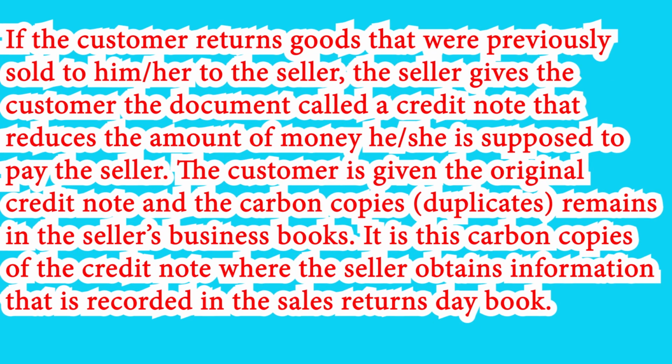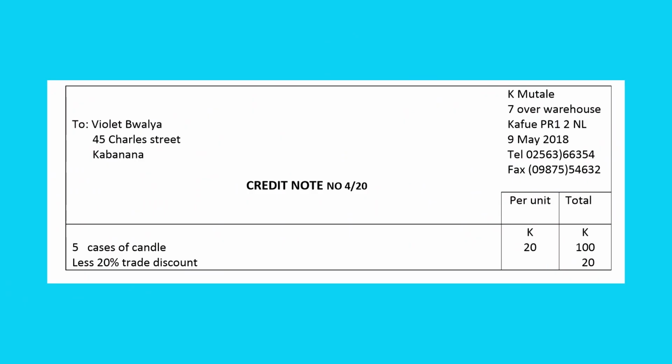If the customer returns goods that were previously sold to him or her, the seller gives the customer a document called the credit note that reduces the amount of money he or she is supposed to pay the seller. The customer is given the original credit note, and the carbon copy or duplicate remains with the seller's business books. It is these carbon copies of the credit note where the seller obtains information that is recorded in the sales returns daybook. So as you can see from the diagram there, it's an example of the credit note.